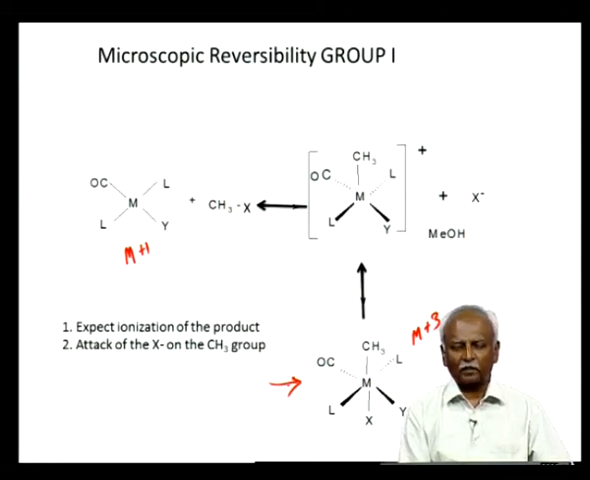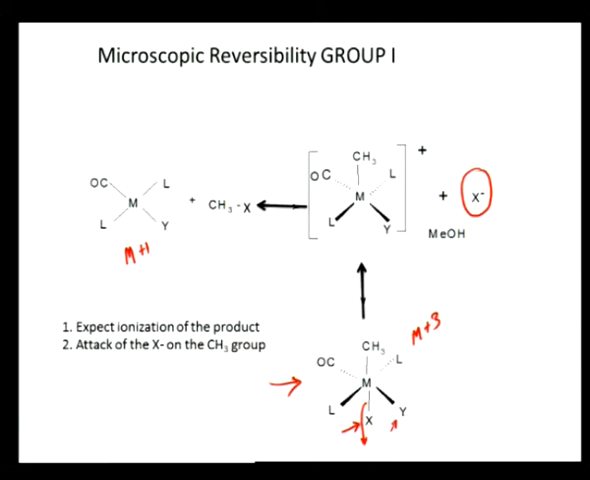So, in the reverse path, one can imagine loss of X. So, X here is lost from the coordination sphere of the metal and you form an ionized product. So, X minus is formed and a positively charged metal complex is formed. This is basically an exit of this X. So, X has to be a good leaving group. You will immediately notice that there is a complication. Instead of X, this other group Y can also leave.